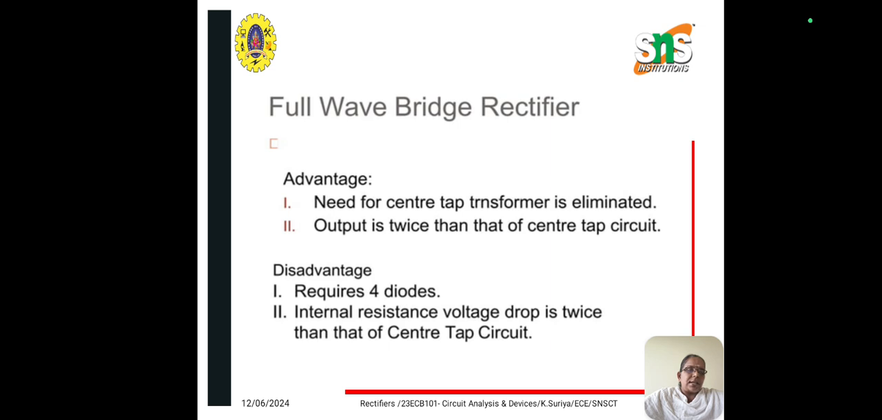Some of the advantages and disadvantages of the bridge rectifier are: in advantages, a center tap transformer is not needed here, so it is eliminated, and the output is twice that of the center tap circuit. In disadvantages, instead of 2 diodes it requires 4 diodes, and the internal resistance voltage drop will also increase. It will be twice that of the center tapped circuit.